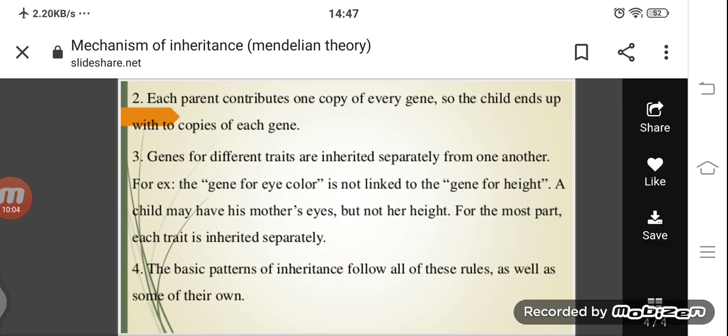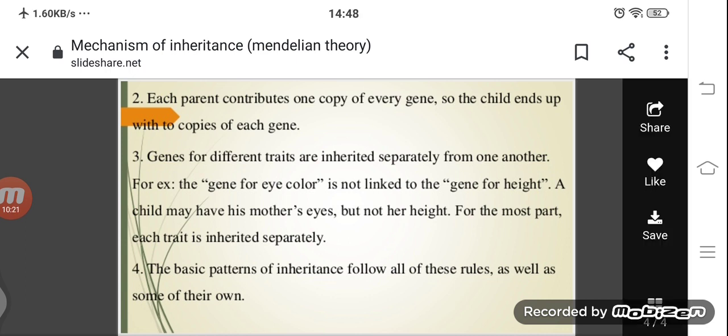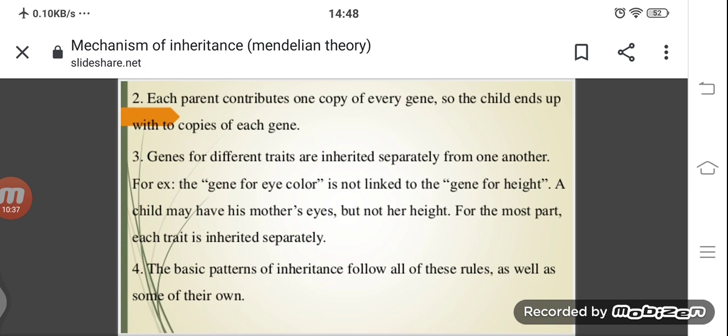For example, the mother's height is 5 feet and the father's height is 6 feet. The mother's color is reddish, for example red color, and the father's is black. In this condition, in the next generation, the mother's color is observed in the child, and the height genes came from the father only. So in this condition, the child may have the mother's eyes but not the mother's height.